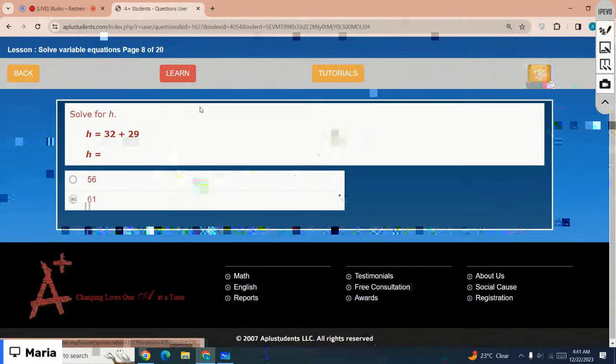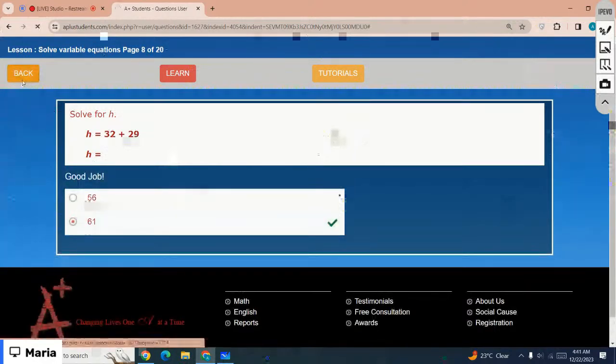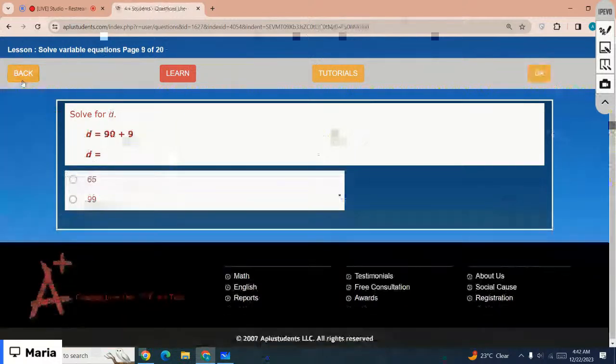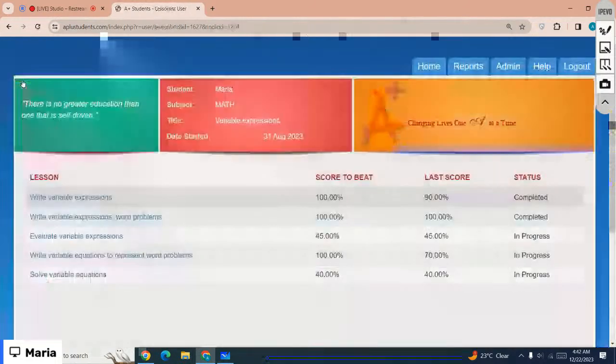You can complete the lesson by yourself later today. So, we were working on grade 4 maths. The chapter we were working on is variable expressions, and the lessons we have covered are write variable expressions, then evaluate variable expressions, write variable equations to represent word problems, and solve variable equations, right?